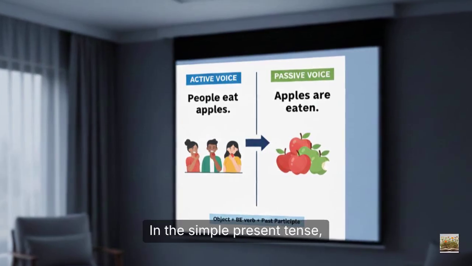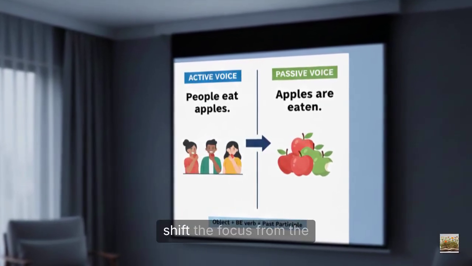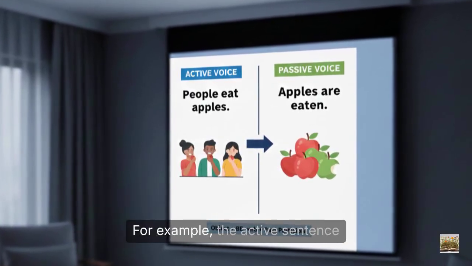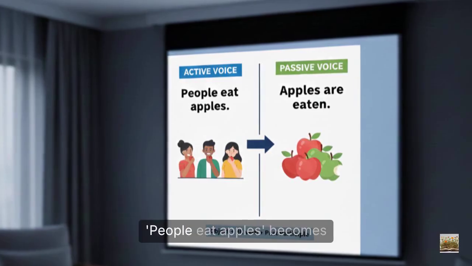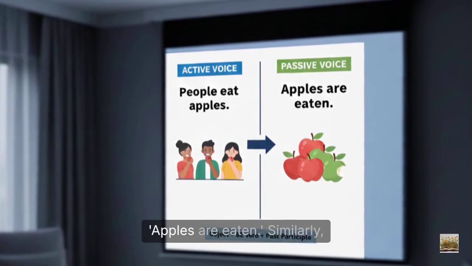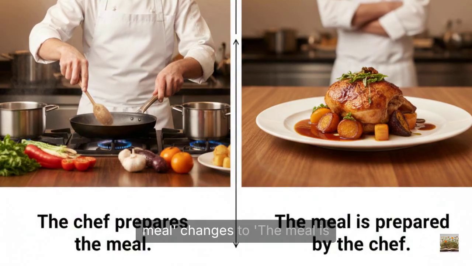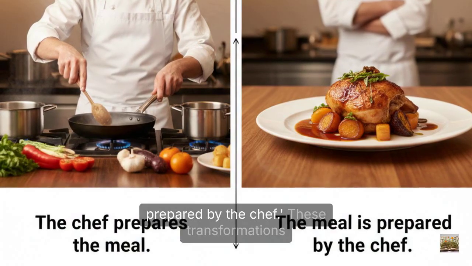In the simple present tense, passive sentences shift the focus from the doer to the action itself. For example, the active sentence, "People eat apples," becomes "Apples are eaten." Similarly, "the chef prepares the meal" changes to "the meal is prepared by the chef."